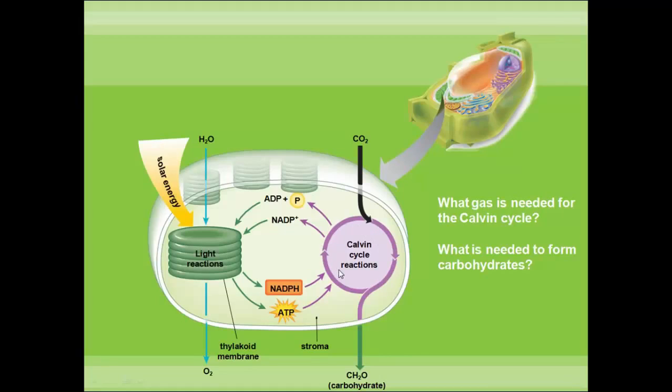What gas is needed for the Calvin cycle? CO2 is needed. CO2 is going into the Calvin cycle. What is needed to form carbohydrates? Well, the CO2, but also the NADPH and the ATP.